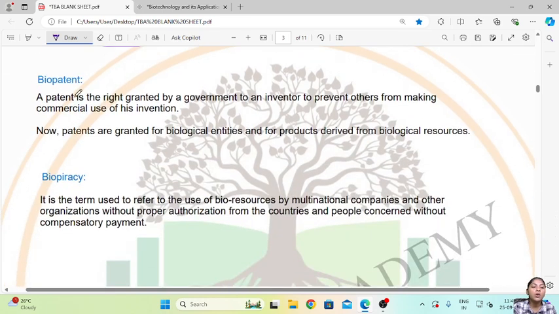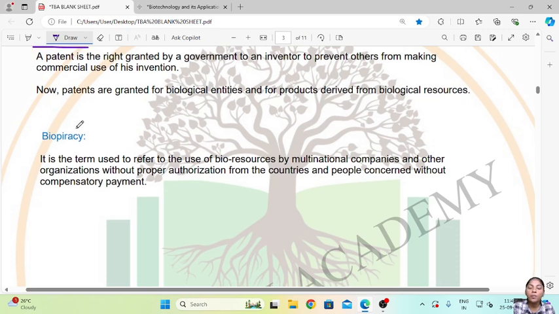Then talking about the biopatent. Now what is a biopatent? A patent is the right granted by the government to an inventor to prevent others from making commercial use of his invention. Now patents are granted for biological entities and for products derived from biological resources, and such patents are called biopatents. Then talking about biopiracy.